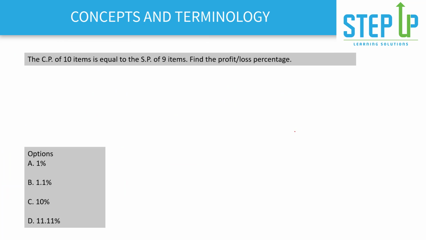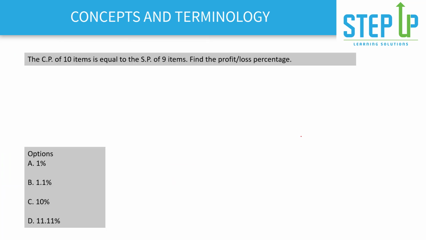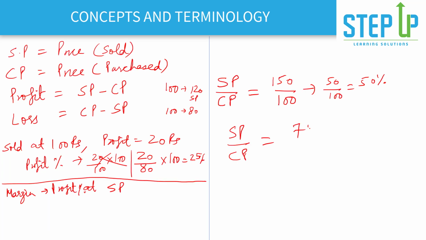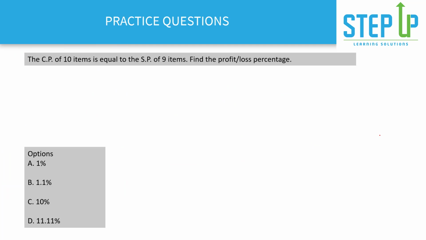So this is something that we'll extensively use in this chapter. If let's say I say SP upon CP equals 75 upon 100, so you can calculate that yes, this is a loss because your SP is lower than CP, and a loss of 25%. Now let's attempt a few questions to further this understanding.